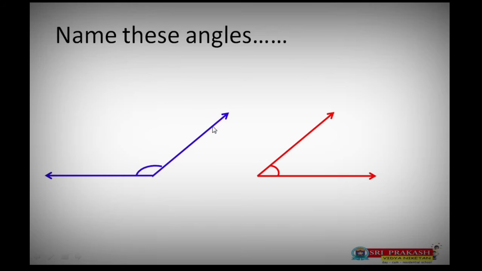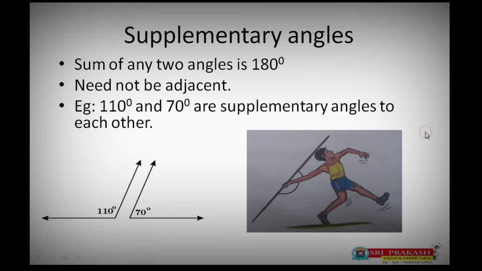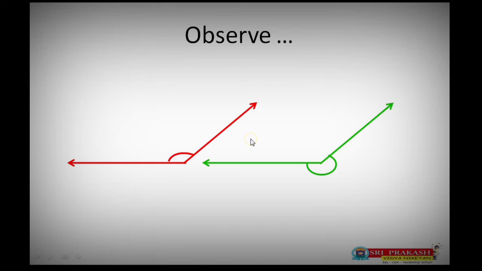In the same manner, another one, check these angles and add them. So we are obtaining a straight angle. The sum of these two angles is a straight angle, which means 180 degrees. What do we call this? We call them supplementary angles, whose sum is equal to 180 degrees. Supplementary angles need not be adjacent angles. Here the example is 110 degrees and 70 degrees. They are supplementary angles to each other, so their sum is 180. Understood?